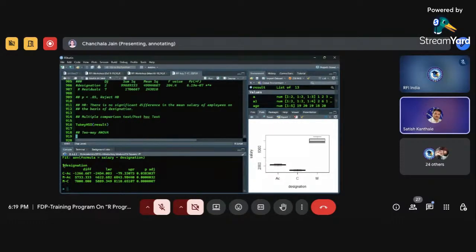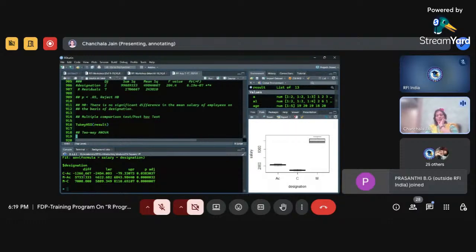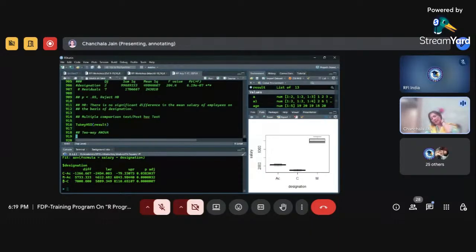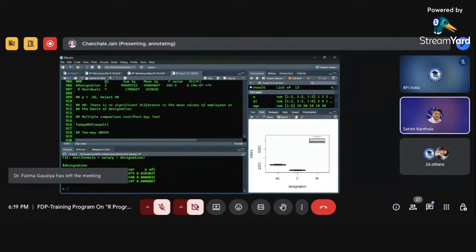Okay, in the console you can see we have the pairwise comparison and we have three P values. Each P value is less than 0.05, so we conclude there is a significant difference in the salaries of clerk and accountant, of manager and accountant, and of manager and clerks. So we are comparing manager, clerk, and accountant pairwise. It is called the Tukey HSD result. The function that you are using is Tukey HSD.